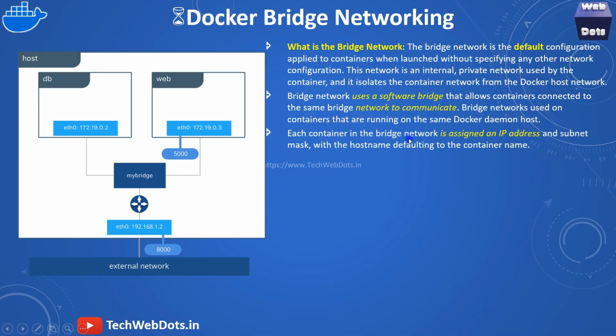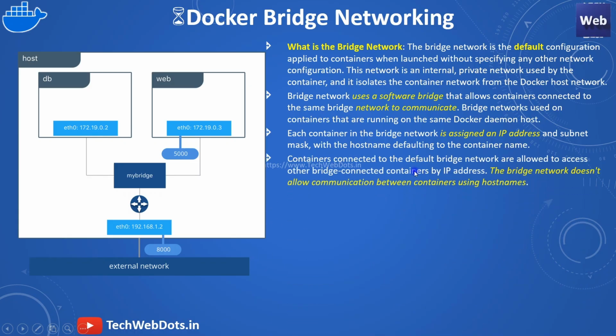Each container in the bridge network is assigned an IP address. Both of them have an IP address and subnet mask, with the host name defaulting to the container name. Containers connected to the default bridge network are allowed to access other bridge-connected containers by IP address. This means the web container can connect to the DB container with the help of an IP address. The bridge network doesn't allow communication between containers using host name, so they can only access each other through IP address.